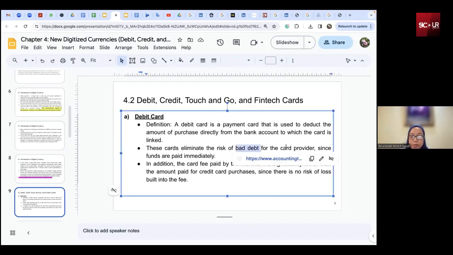This is the positive side of the debit card lah. In addition, the card's fee paid by the merchant is significantly lower than the amount paid for credit card purchases. So that is the advantage of the debit card.